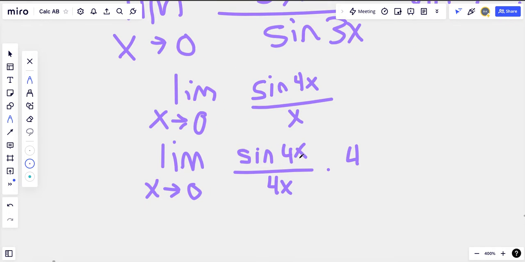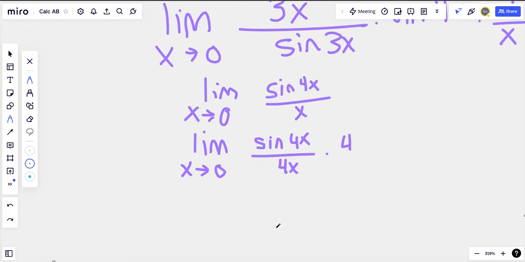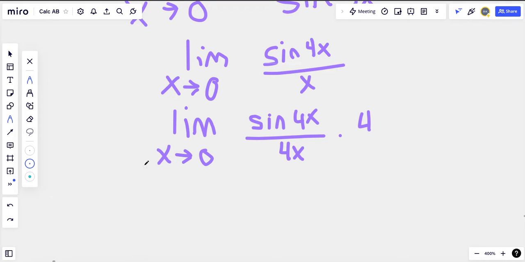So now what we do is we see that we have the same term, limit as x goes to 0. Okay, limit as x goes to 0. So this whole term is just 1. So then we're just left with 1 times 4, right? Because the limit as x goes to a constant of a constant is just a constant.